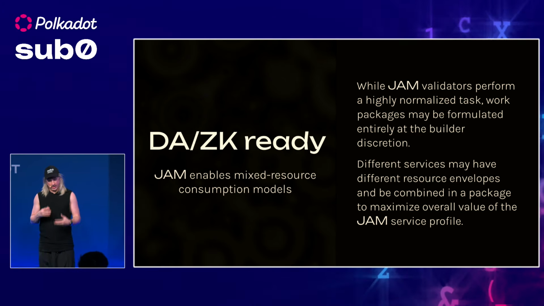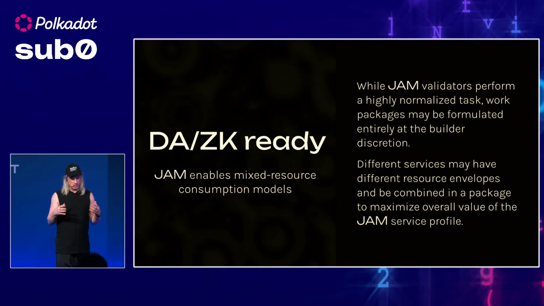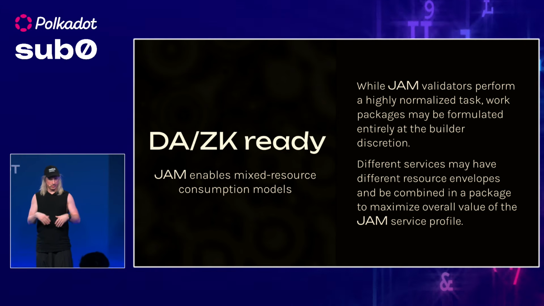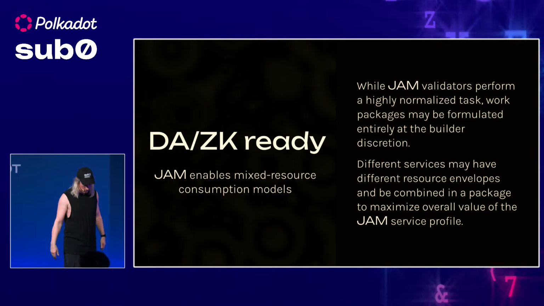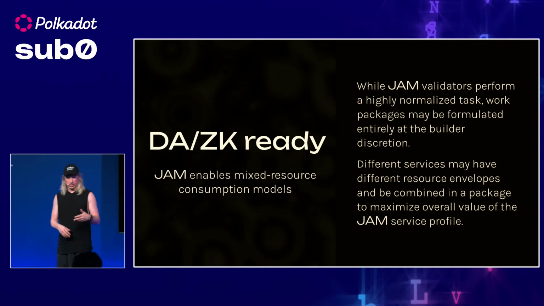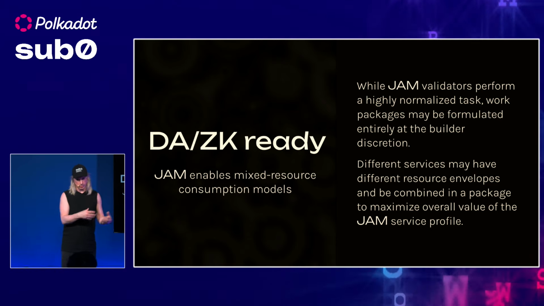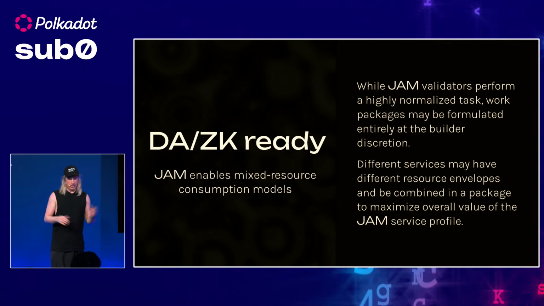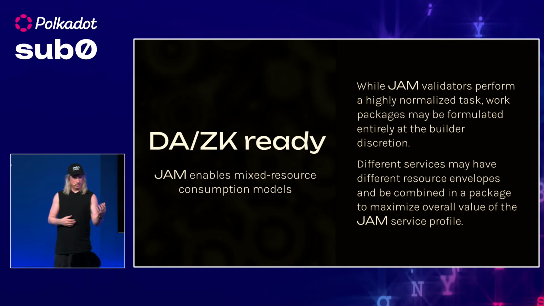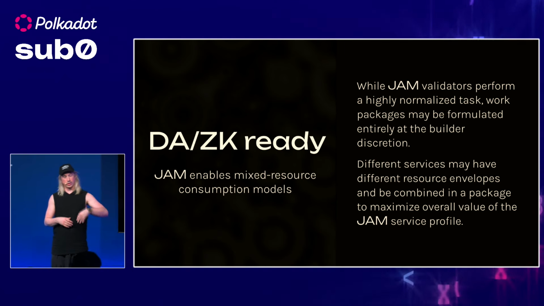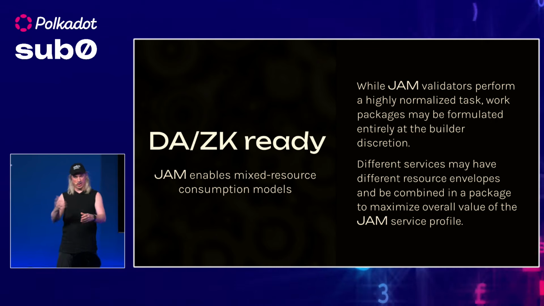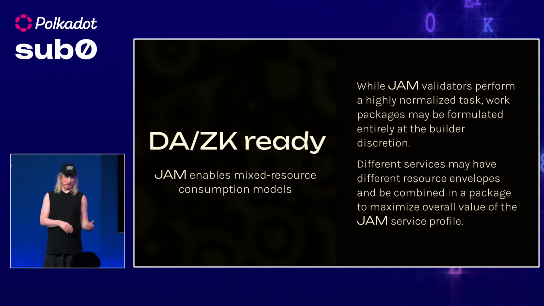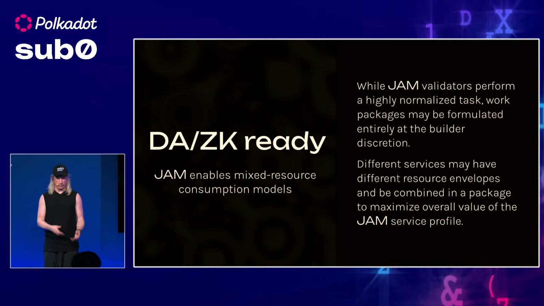So while the validators themselves still have very standardized, homogeneous requirements for things like bandwidth and computation, the services and the work that the services want to do in Refine can be very different. And by mixing and matching services that use a lot of one resource and not so much of another with their opposite counterparts, you can make much better use of the job that validators are doing. In essence, bringing down the cost, right?